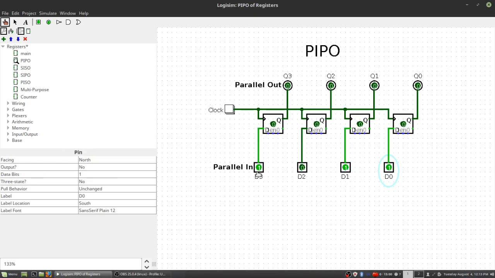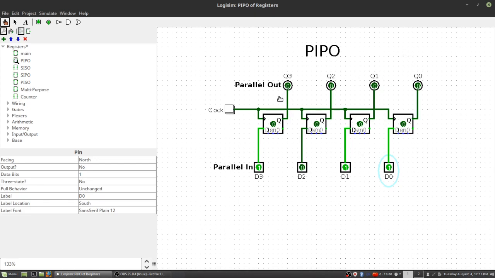Note that this is the most significant bit and this is the least significant bit, which is kind of what you might expect. But with some of these flip-flop devices, it's not always what you might expect. So make sure you pay careful attention to the labeling when you're looking at things like this.